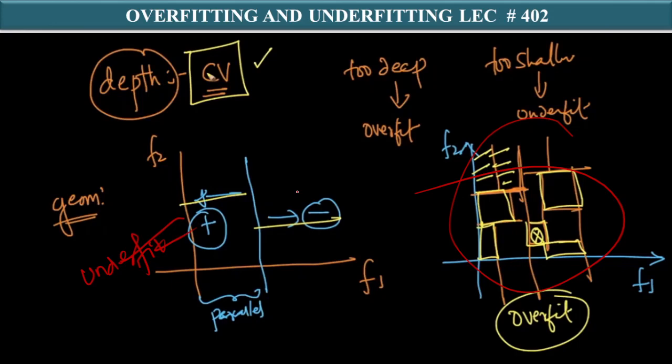Very simple idea. Depth is probably one of the most important properties. If you keep depth too low, you are going to underfit. If you keep depth too large, you are going to overfit. So the right way to determine the right depth would be using cross validation.